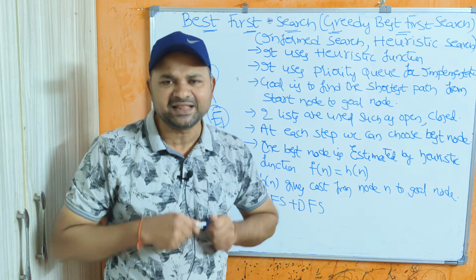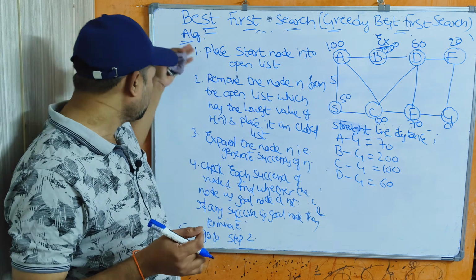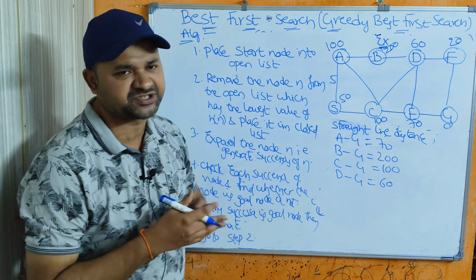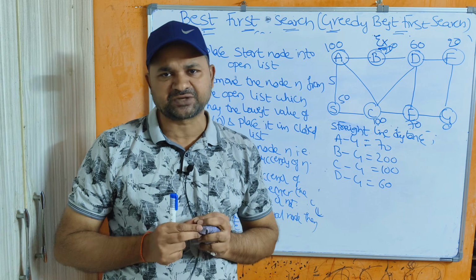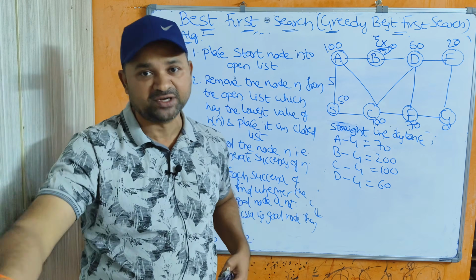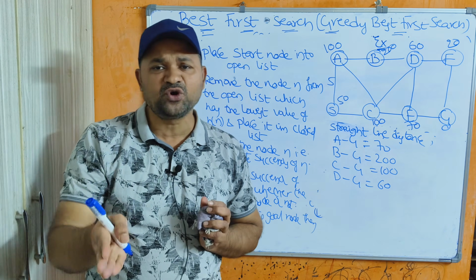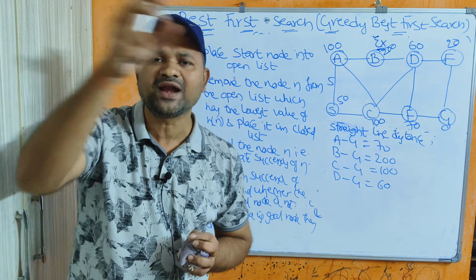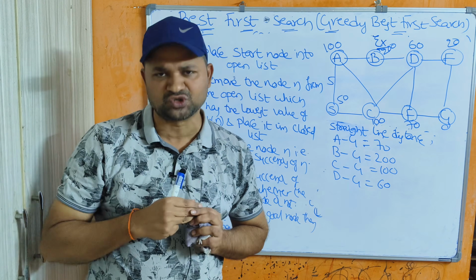Now let's see the algorithm as well as an example. Here we have 5 steps in the algorithm. Step 1, place the start node in the open list. Here we will use two lists. The first one is the open list, the second one is the closed list. The open list contains the nodes that are to be explored in the upcoming steps, whereas the closed list contains the nodes that were already explored. So closed list nodes are already traversed, whereas open list nodes are yet to be traversed. So we need to traverse those nodes.